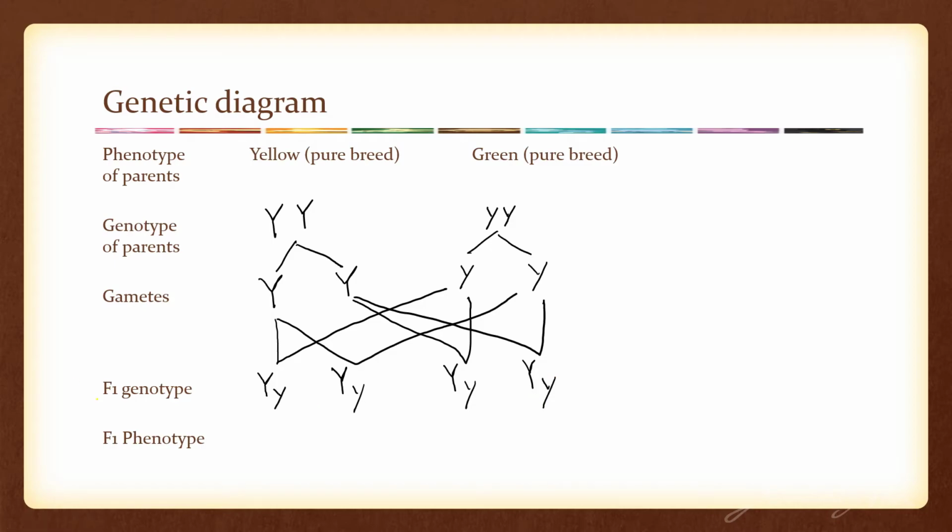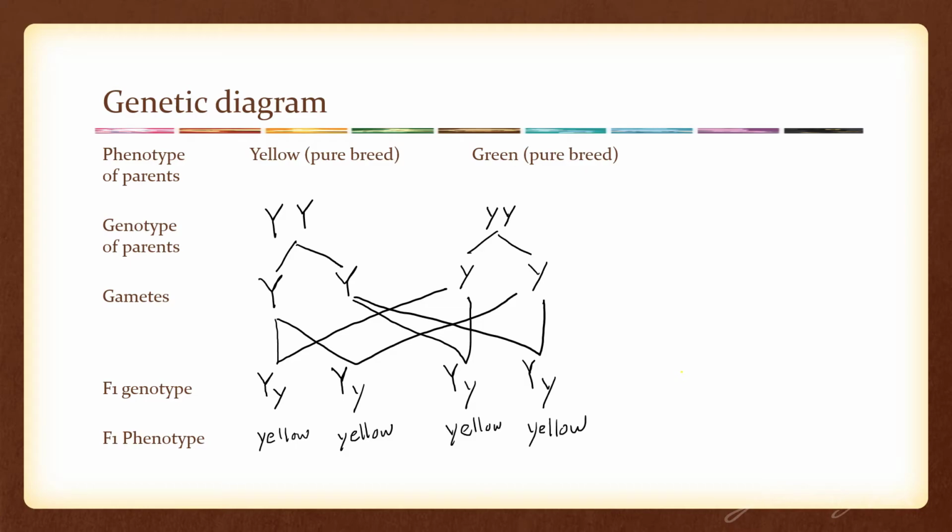So for the F1 generation, all of them will have the same genotype. Therefore, all the phenotype will be the same. So the F1 phenotype will be yellow, yellow, yellow, and yellow. So 100% of the offspring will be yellow.